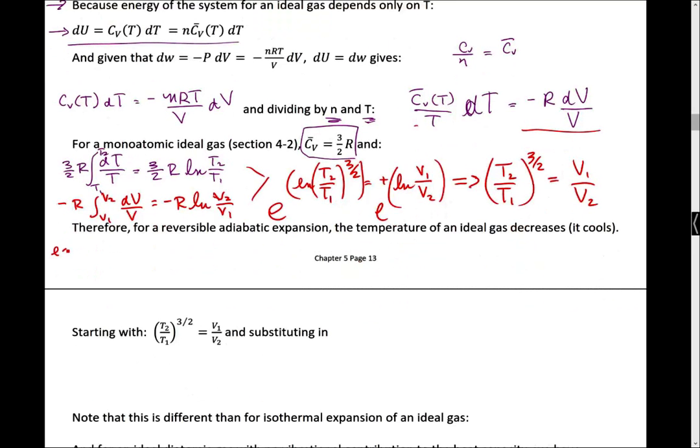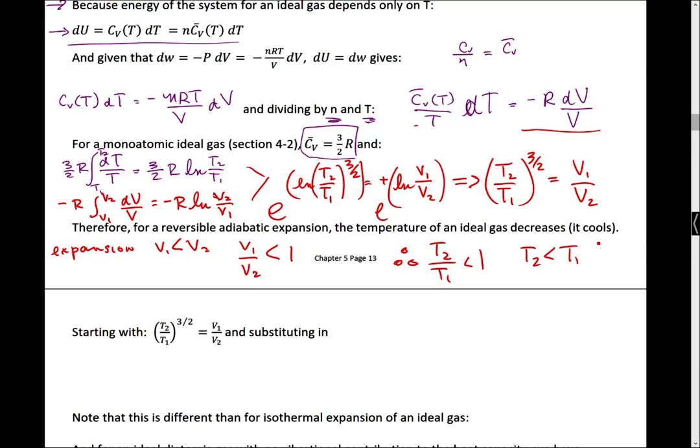So if I'm talking about expansion, what's the relationship between V1 and V2, assuming I'm starting at V1 and ending at V2? Expansion means who's larger? V2, all right? And therefore, we can say that V1 over V2 is going to be related how to 1? Less than, all right? And if this is less than 1, that means that T2 over T1 also has to be less than 1. So we can say, therefore, T2 over T1 is less than 1, or T2 is less than T1, right?